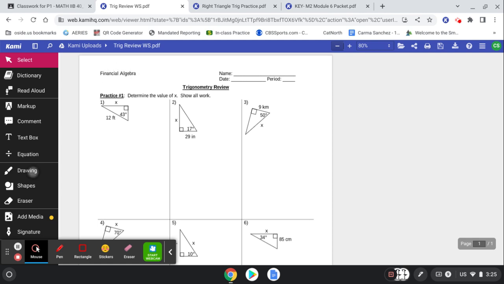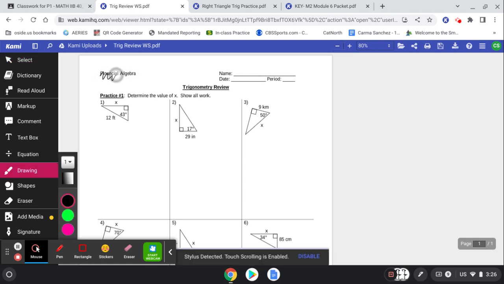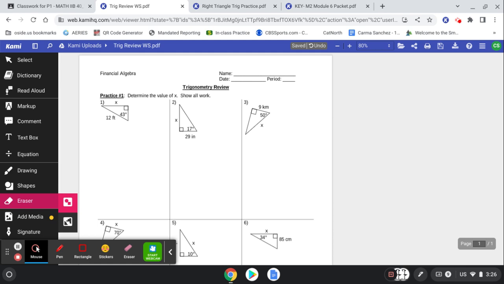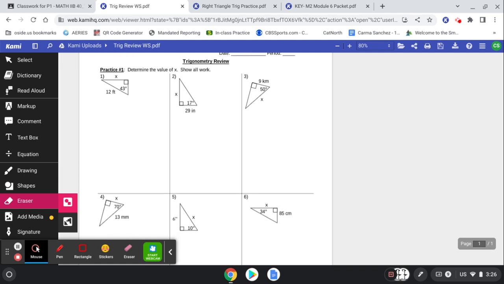And I just realized this still says financial algebra because I just did this assignment with them, but you guys are math too. So anyways, you know what I mean. Title it Trigonometry Review and write down example 1, or better yet, write down all 6 examples before we get started. So pause the video, do that.